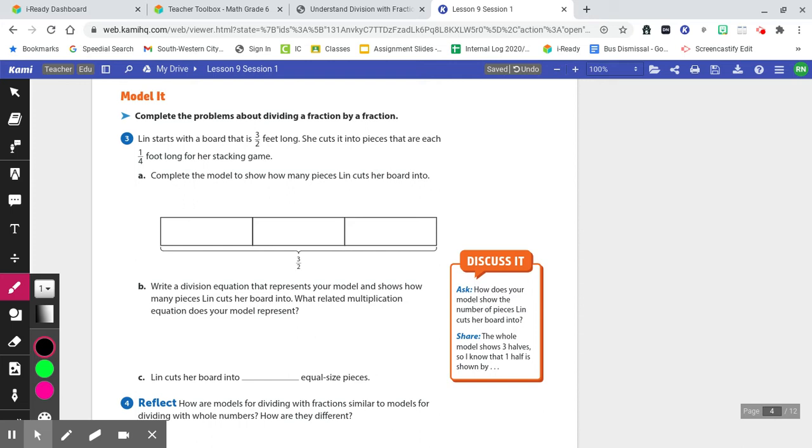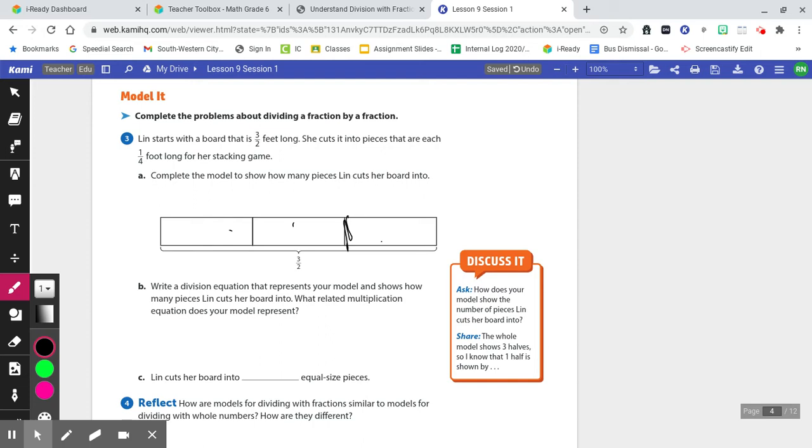Number 3, Lynn starts with a board that is 3/2 feet long. She cuts it into pieces that are each 1/4 foot long for her stacking game. Complete the model to show how many pieces Lynn cuts her board into. Now notice 3/2 is more than 1 whole. So here we have 1 whole and we have 1, 2, 3 halves. So we want to know how many 1/4 are in her 3/2. So stop the video and then come back and see if you've got the same thing.